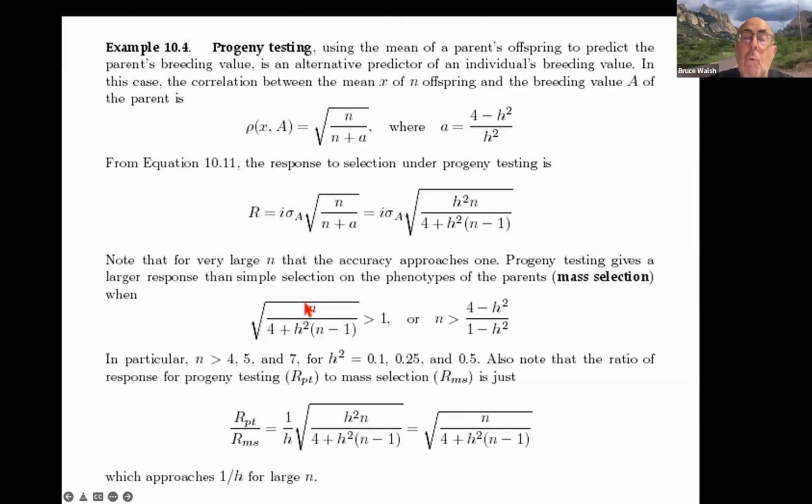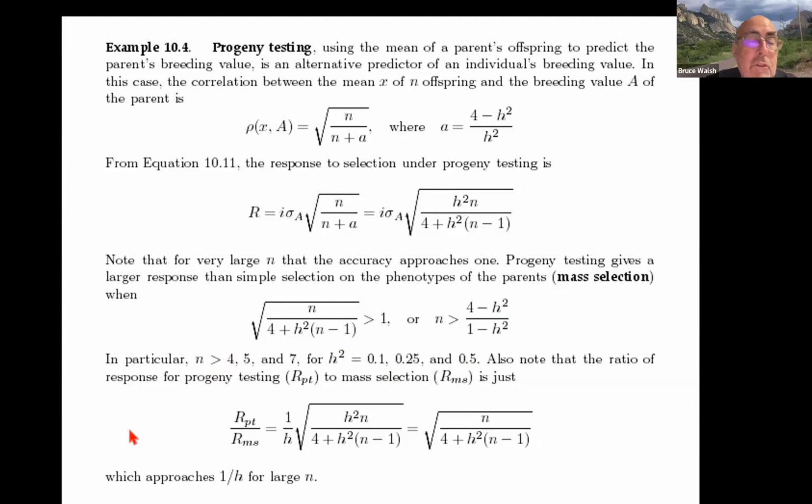If this is bigger than 1, I get a larger response. And this is bigger than 1 when the sample size is bigger than here. So for example, if the heritability is 10%, I've got to look at 4 offspring to have the mean of the offspring be a better predictor of the breeding value than the phenotype itself. If heritability is 50%, I've got to look at 7 offspring. Why? As heritability goes up, phenotype is a better predictor. You have to look at more and more offspring to compensate for that.